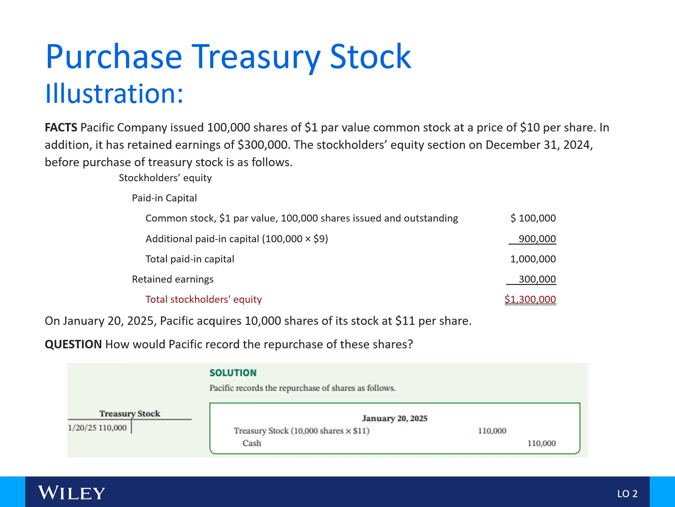On January 25th, 2025, Pacific acquires 10,000 shares of its stock at $11 per share. So again, when a company buys its own treasury stock, they have to pay market value for these shares, regardless of what the par value was. Okay, so in this particular case, they bought 10,000 shares at $11 per share. That's $110,000. Okay, again, you're going to debit treasury stock, you're going to credit cash.